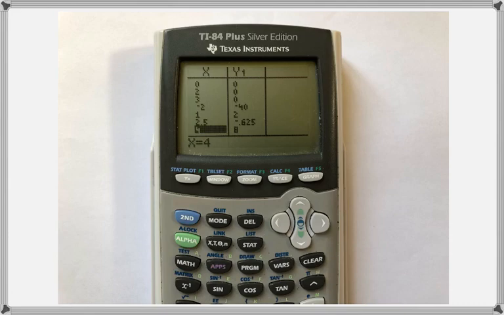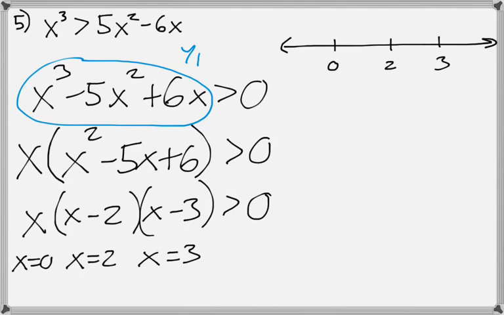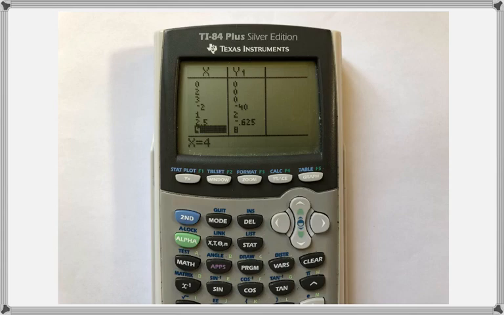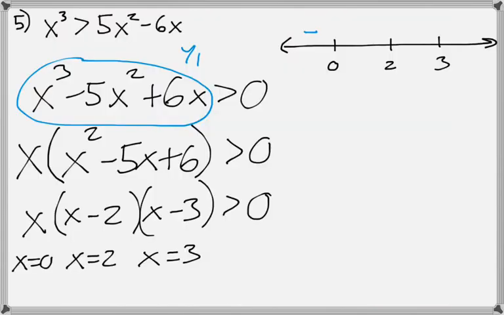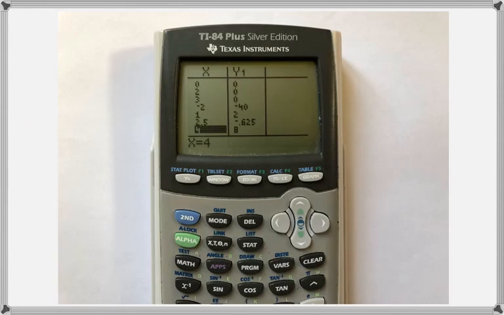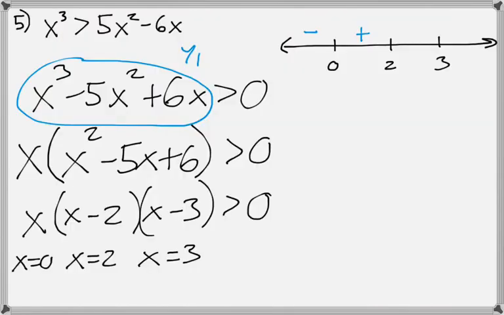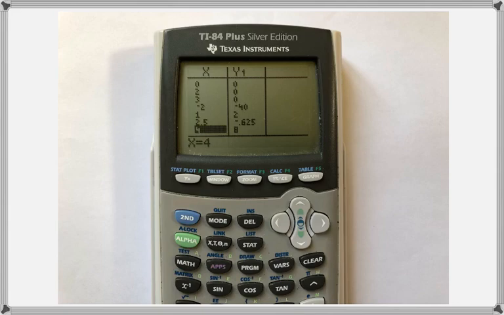And if you plug in a negative 2, you get negative 40. So a negative 40, I care about the fact that that's negative. So this is going to be a negative region. If you plug in 1, you get 2, so that is a positive number. If you plug in 2.5, that is a negative number here. And if you plug in 4, you get a positive number.